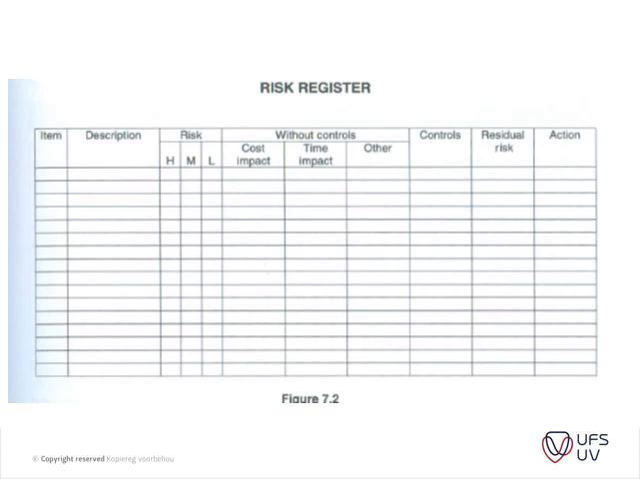Then the next item is your risk register, and this is just a typical example. We'll embroider on this a little bit later, but in all essence, you basically have an item, a description. You identify it as a high, medium, low risk. What's the cost impact, time impact, or other impact that it may have? How will you mitigate it? And then if there's residual risk, and then you've got an action to actually address that risk. So it's very plain simple.